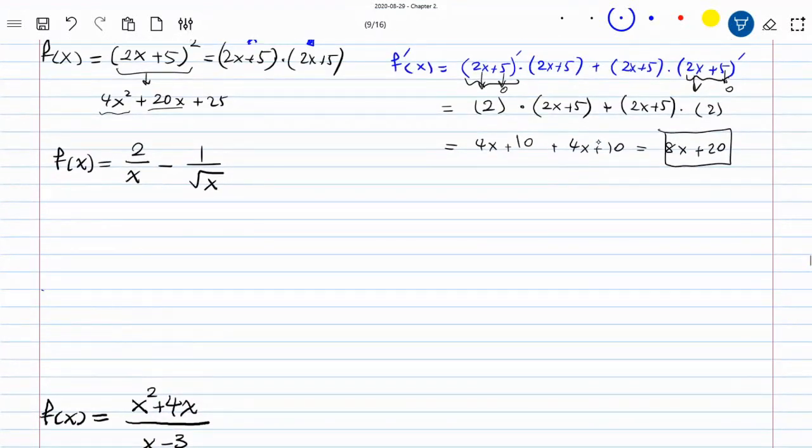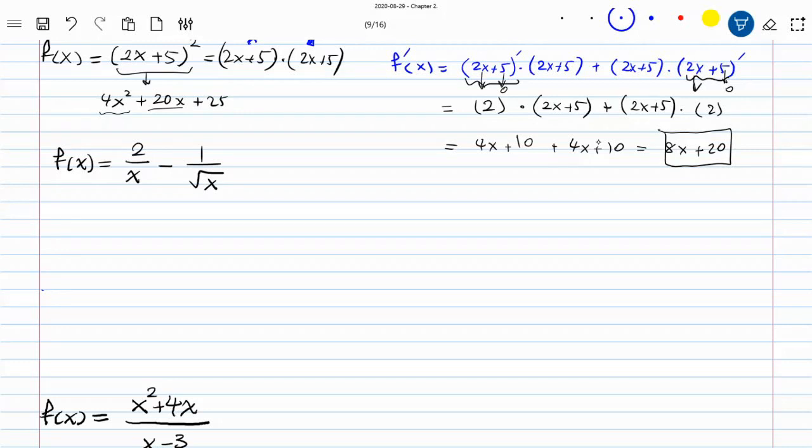The function f is given as 2 over x minus 1 over square root of x. There are multiple ways to take the derivative. I'm going to write this example without using the quotient rule. Next time I'll do the quotient rule just to show you there is another way to do the derivative here.